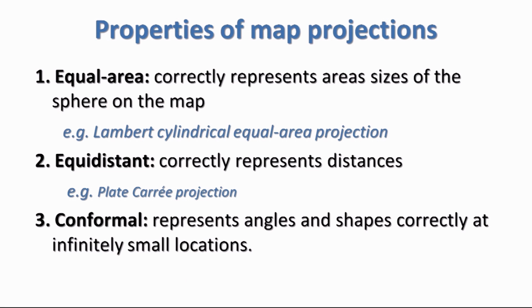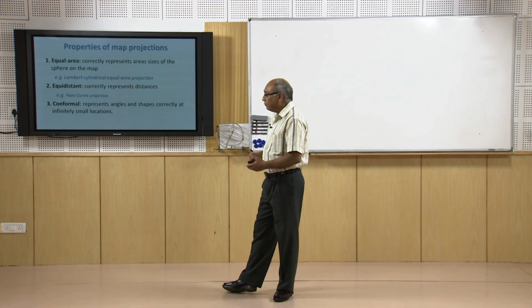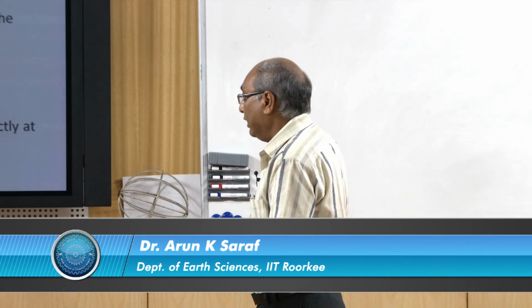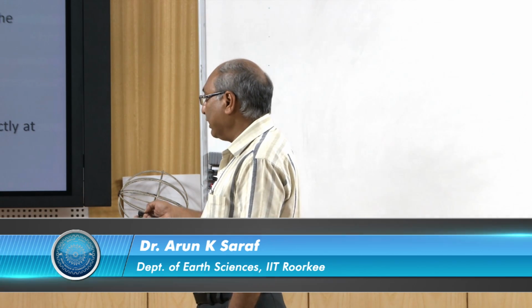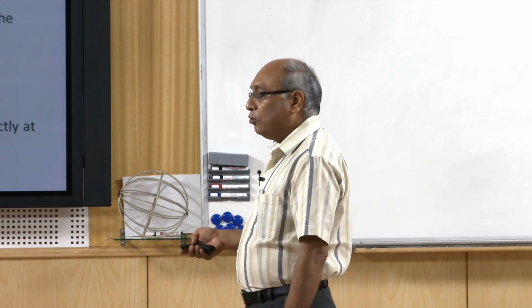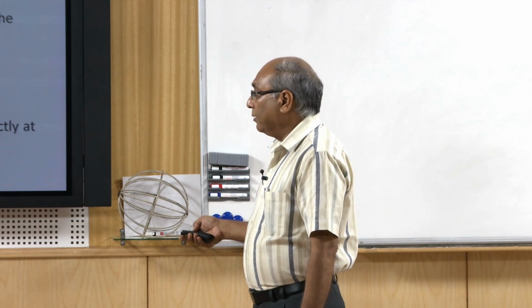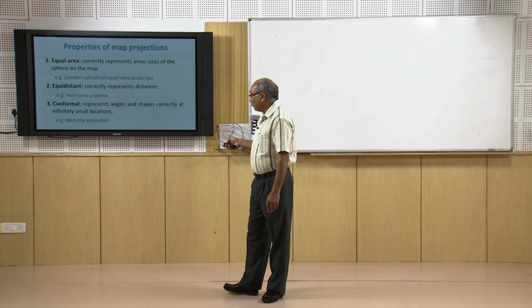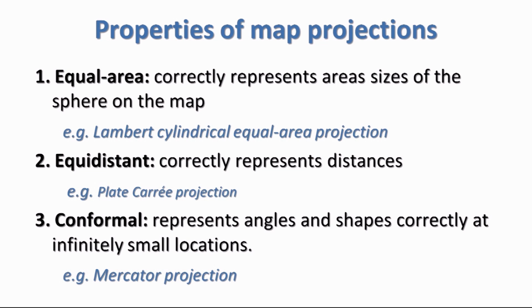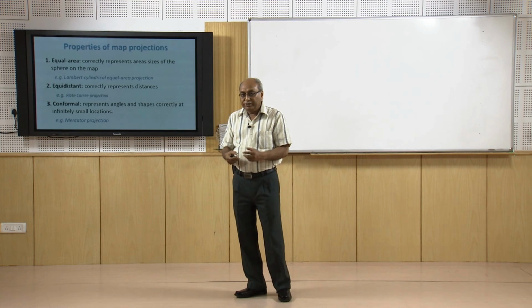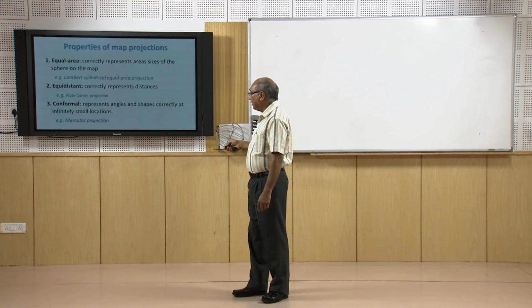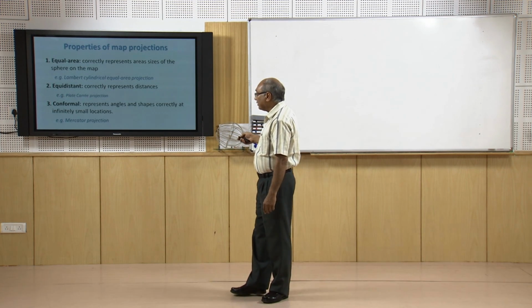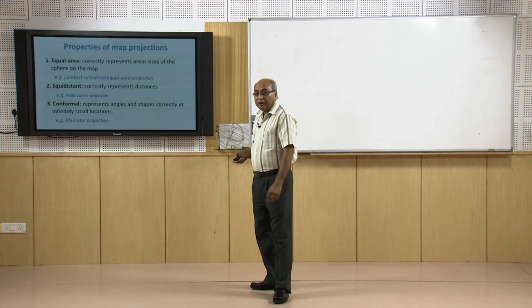So various emphases have been given, whether you want to keep area intact, or distance intact, or angle and shape intact. If shape is also intact, the country will most likely have equal area, the area intact. And the example in the case of conformal is the Mercator projection. Universal UTM is a mix of equal area as well as conformal, and that is why it is called the universal transverse Mercator projection.